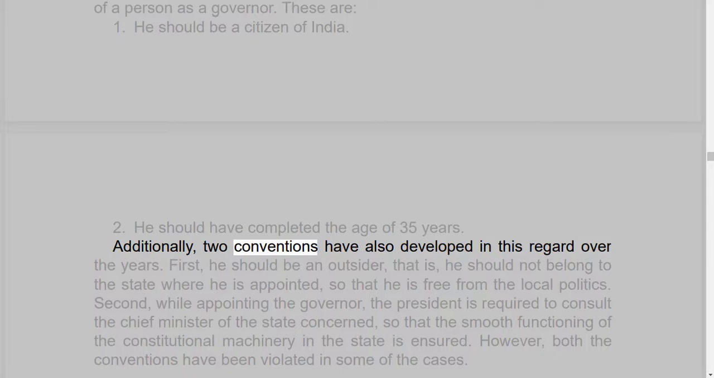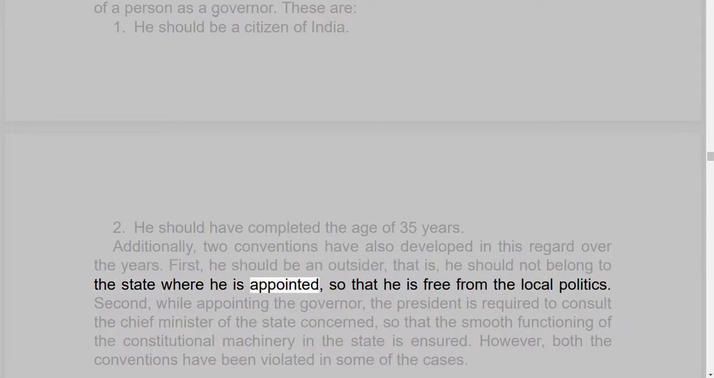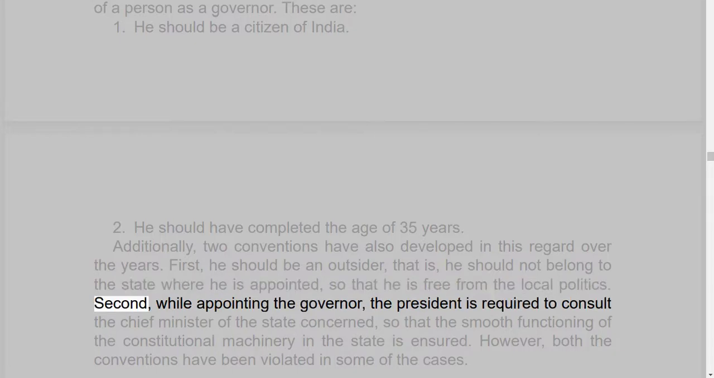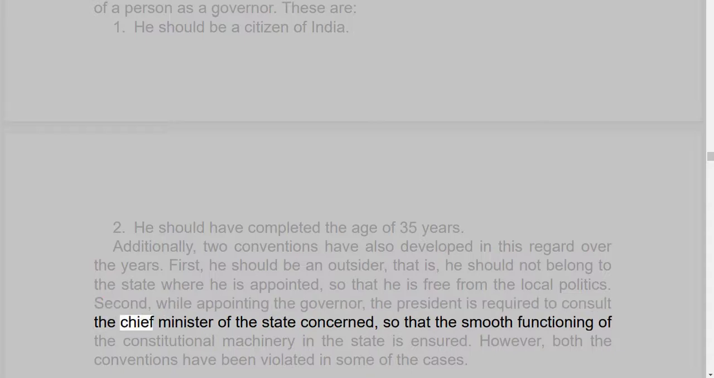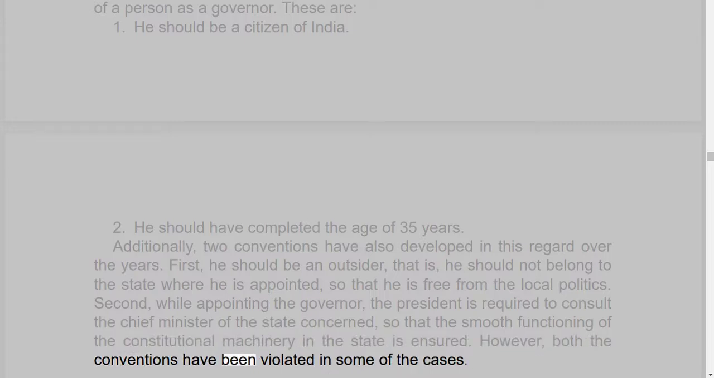Additionally, 2 conventions have also developed in this regard over the years. First, he should be an outsider, that is, he should not belong to the state where he is appointed, so that he is free from the local politics. Second, while appointing the governor, the president is required to consult the chief minister of the state concerned, so that the smooth functioning of the constitutional machinery in the state is ensured. However, both the conventions have been violated in some of the cases.